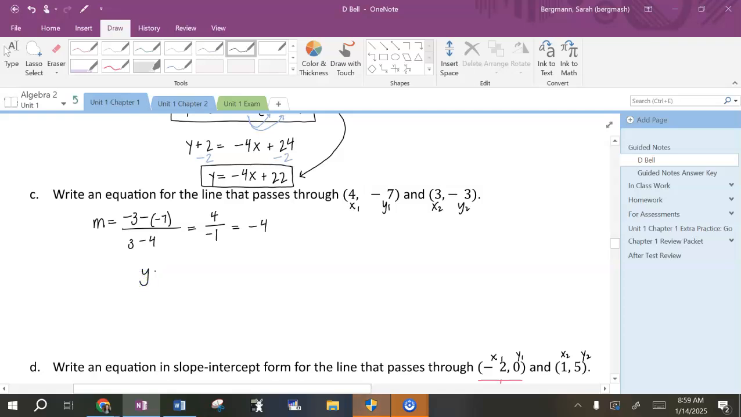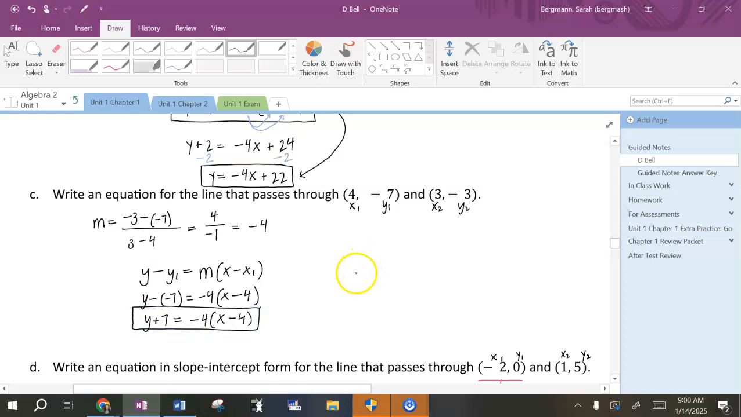This time, I wanted to make sure you know that you can use either point when you do point-slope form. So it doesn't matter which point you choose to plug in. Let's just use the x1 and the y1. So we're going to put in -7 for y1 and our slope that we found, -4, and 4 for x1. Minus a negative, we can change to plus, and we get this as our final answer.